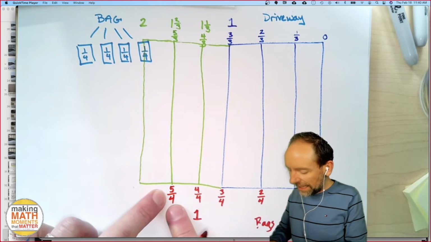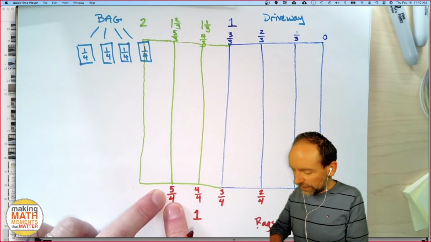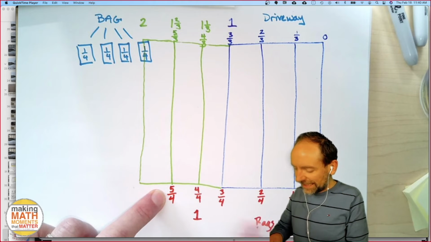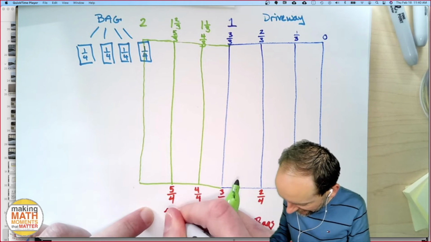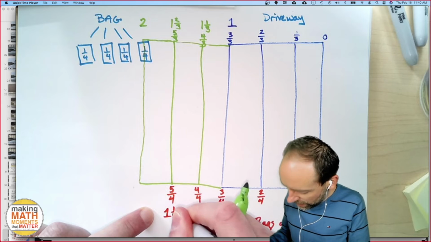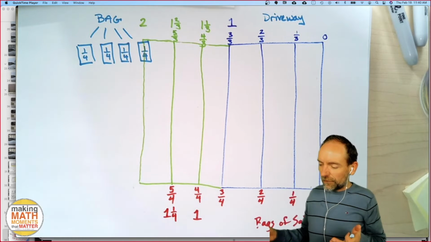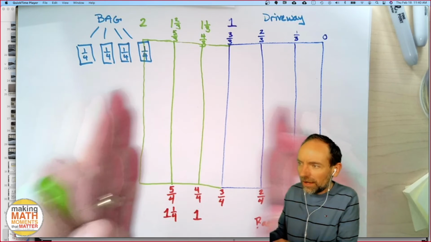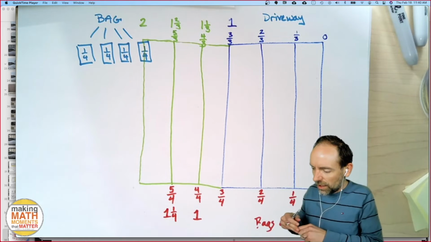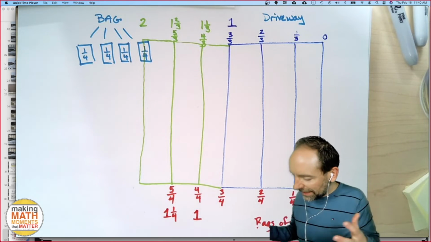5/4, and keep in mind, not of the driveway, but 5/4 of a bag of salt, which is the same as 1 bag plus a fourth. 1 bag plus 1/4. Holy smokes, I could go on forever. I could use this model to help me figure out all kinds of information.